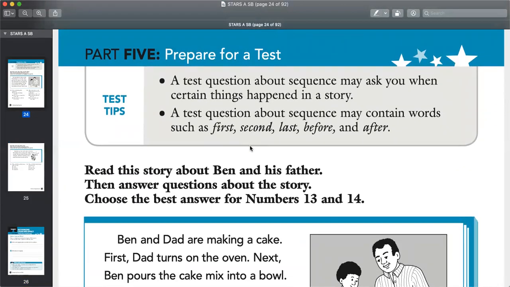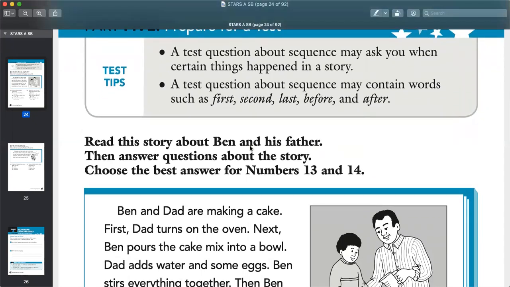A test question about sequence may ask you when certain things happen in a story. A test question about sequence may contain words such as first, second, last, before, and after. So obviously when you're reading a story about sequence, it would say, first of all, we did this, second, we did this, and last we did, or before we did this, and then after we went wherever, okay? So it's a sequence, it's showing you what you did throughout a story.